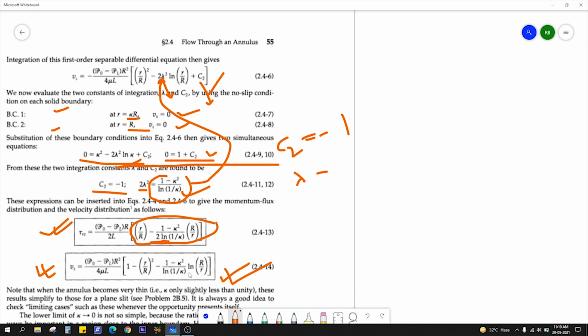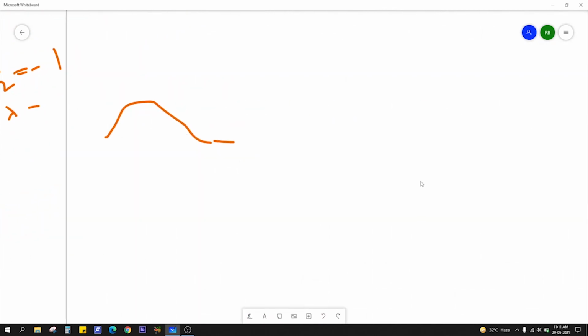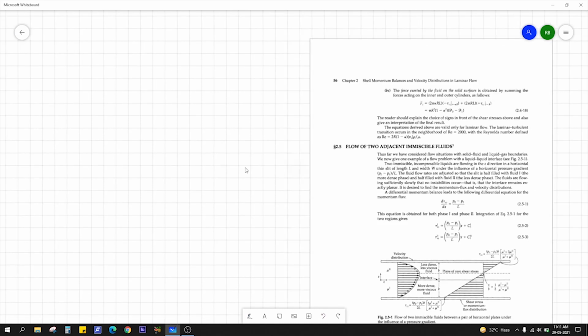Okay, for the velocity profile, again you can see there is an r square term, so it is parabolic, minus some ln k term. So it will try to become parabolic, but because of this term it will not be exactly parabolic, it will be something different. Okay, so if you plot this, you will get a profile something like this. You can see in the next page.